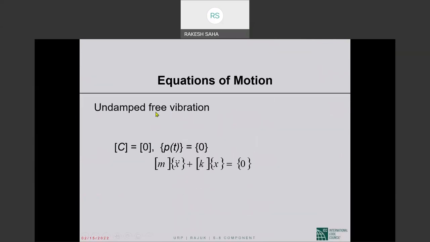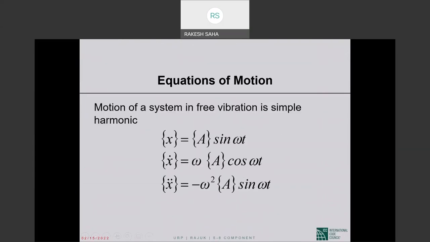If it is undamped free vibration, undamped means the C matrix is a null matrix, and the vector of forces is a null vector. The vibration is taking place without any forces being applied. It is because of earthquake excitation, for instance. Then the equations of motion get reduced to mass matrix times acceleration vector plus stiffness matrix times the displacement vector is equal to the null vector.